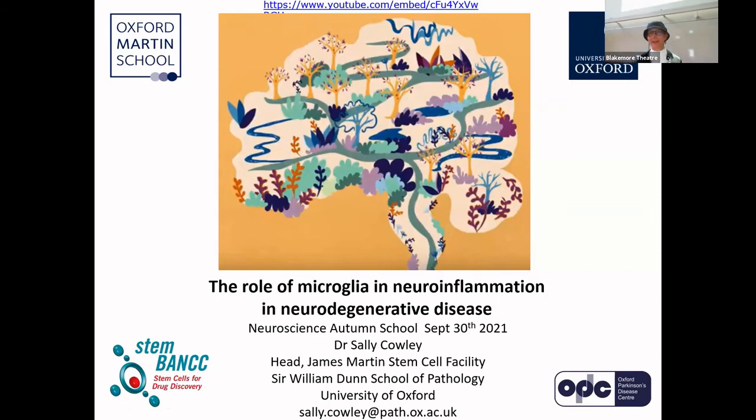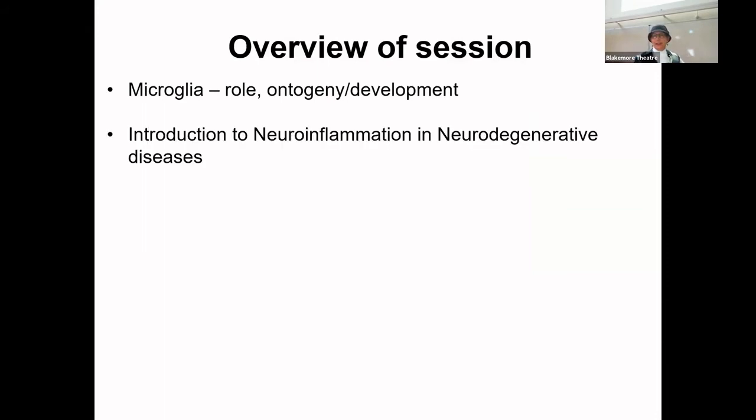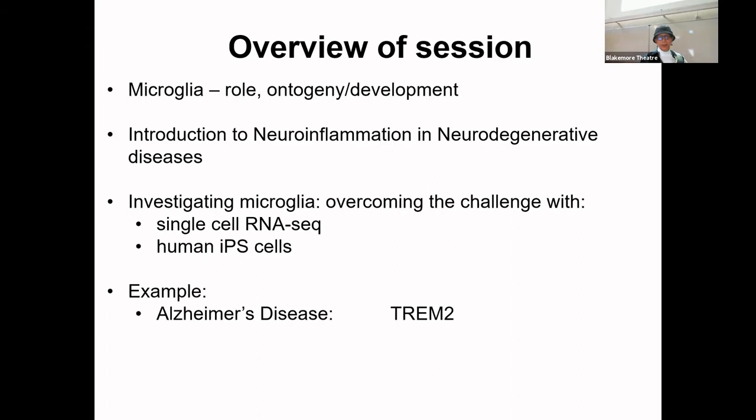Great. Thank you very much. So yes, I get the opportunity to tell you about my favorite cell. To overview the session, I'll tell you a little bit about the role of microglia and their ontogeny in development. I'll introduce neuroinflammation in relation to neurodegenerative diseases. I'll talk a little bit about how we investigate microglia and the challenges with that, and how we overcome those challenges more recently with single cell RNA-seq approaches and with human iPS cell approaches. And I'll give an example in Alzheimer's disease of TREM2. And finally, touch upon the sort of therapeutic aims we have for targeting microglia.